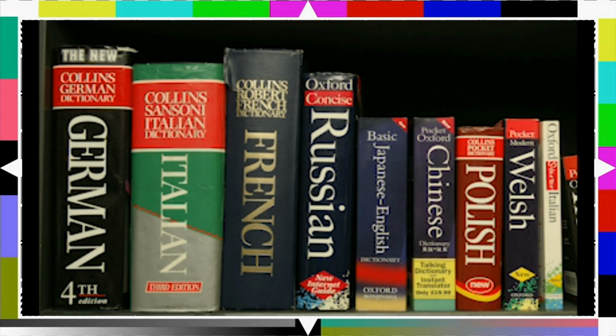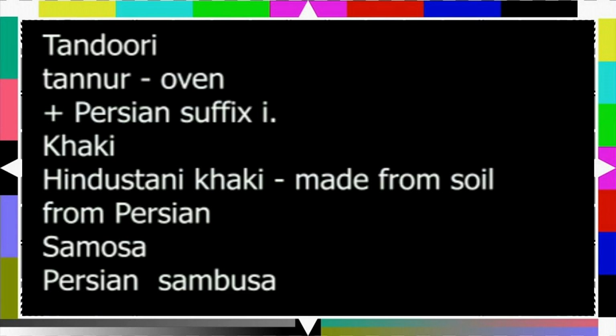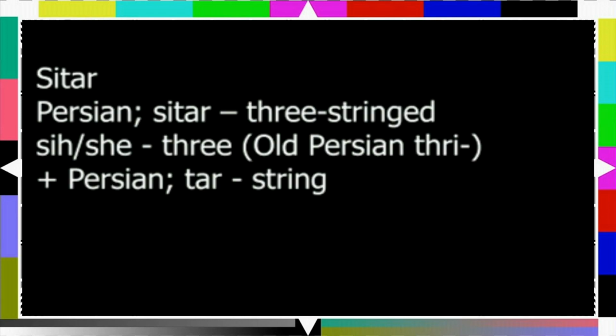And as before, we have a host of words which I took to be Indian, words which in fact flowed from west to east, back into India from Persian. Tandoori from tanur, oven. Kaki from Persian meaning earth or soil. Samosa is Persian sambusa meaning folded over. The archetypal Indian instrument, the sitar. Si, three, tar, string. Three-string, sitar.